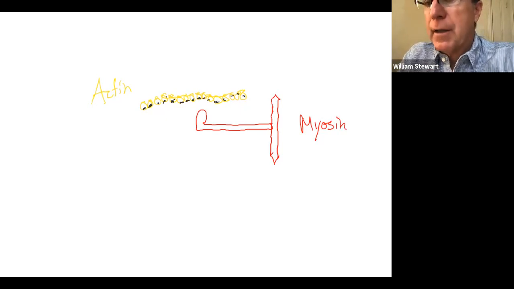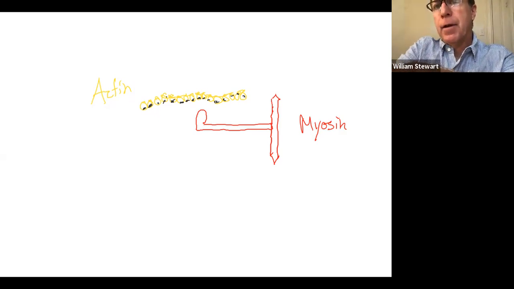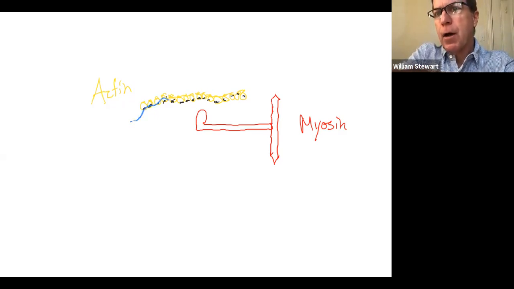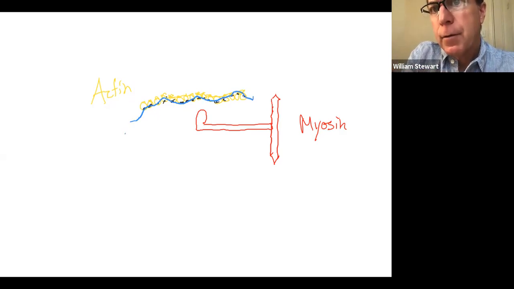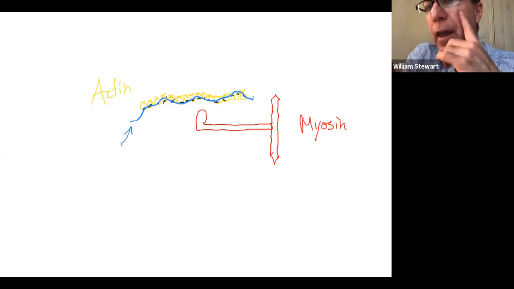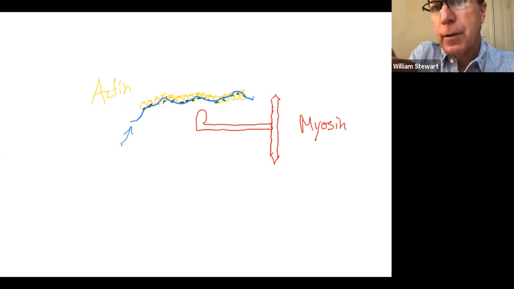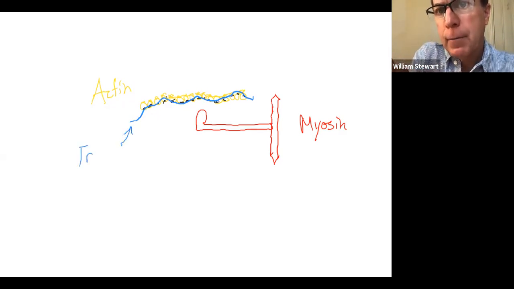When a muscle cell is at rest, there's actually another protein that covers these active sites on actin, covers them up so that myosin cannot bind. That grapevine-looking thing that covers the actin active sites is called tropomyosin.